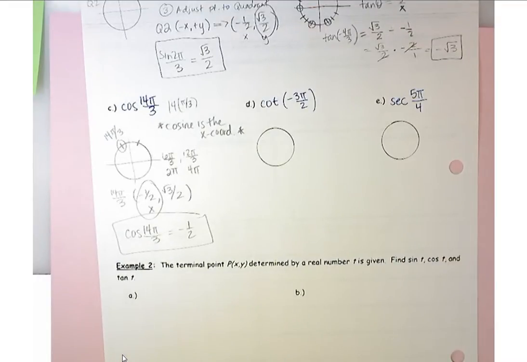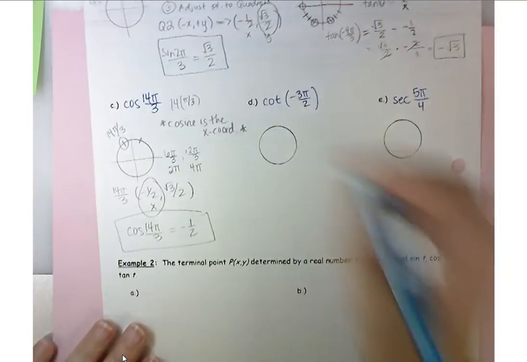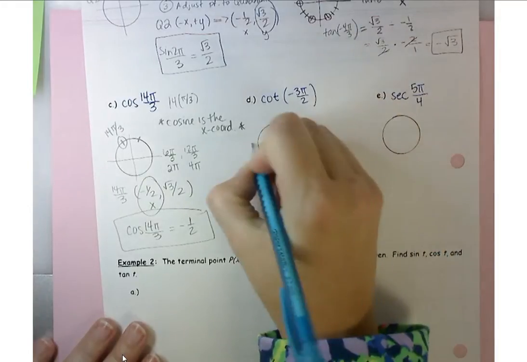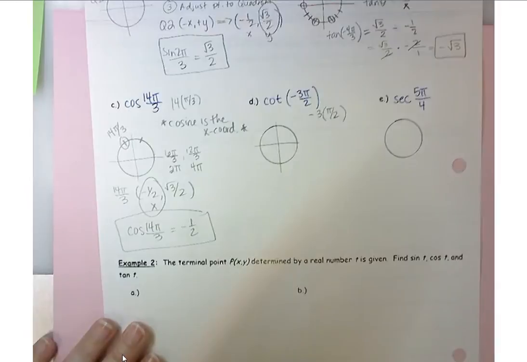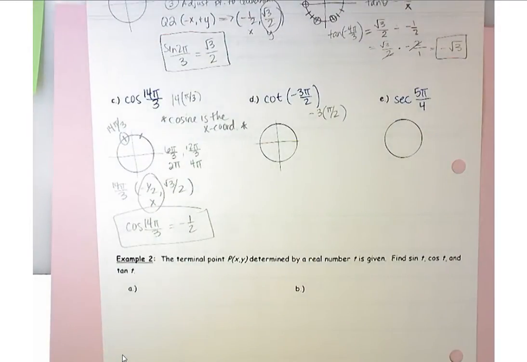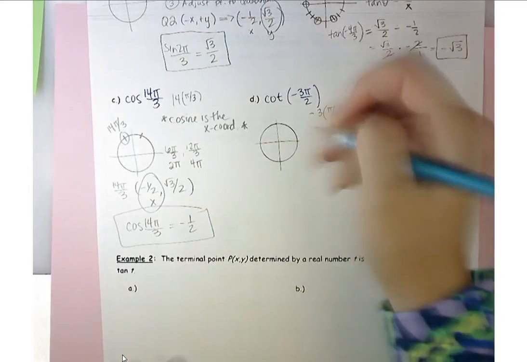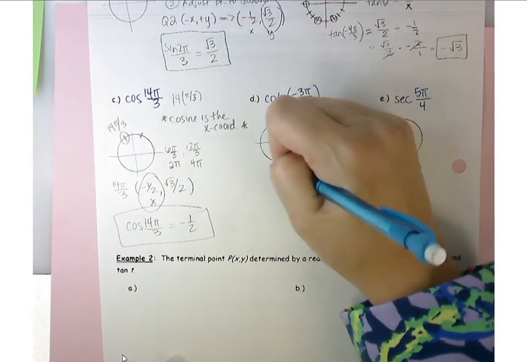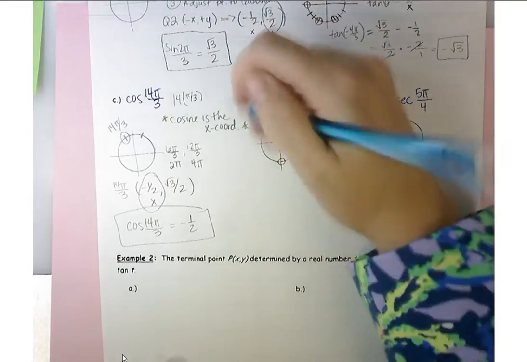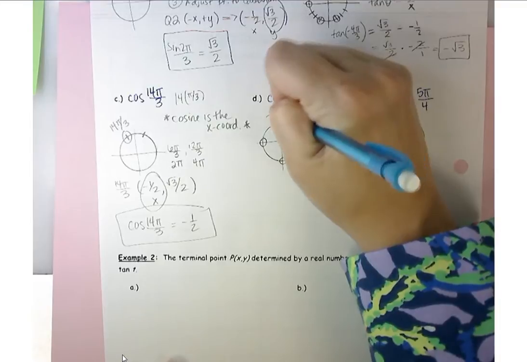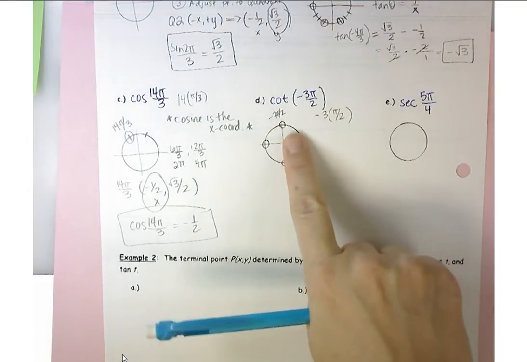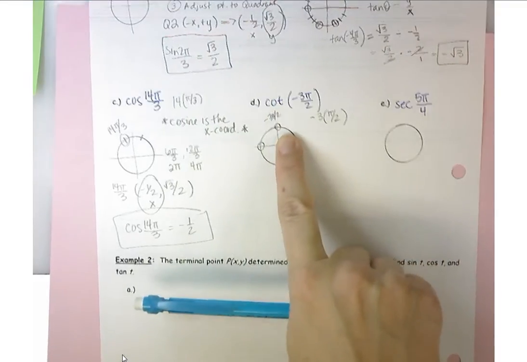Okay, and then for D and E, we have the cotangent and the secant. So we have a couple of reciprocal functions. I'm going to start with -3 pi over 2. I'm going to find where that is on the unit circle. So pi over 2 is how many degrees? 90. So I would go 1 pi over 2, 2 pi over 2, and then here I am at -3 pi over 2 at the top of the circle. What's my point at the top of the circle? 0, 1.